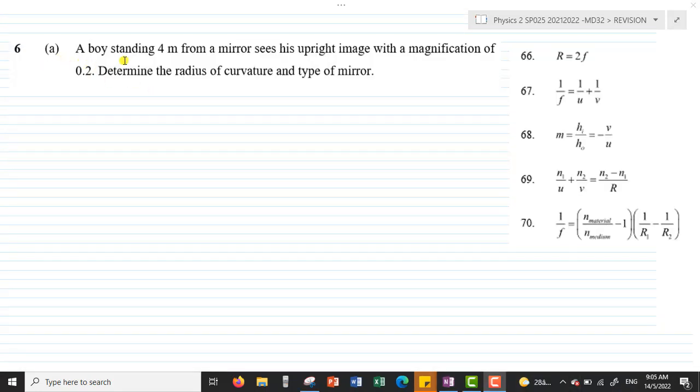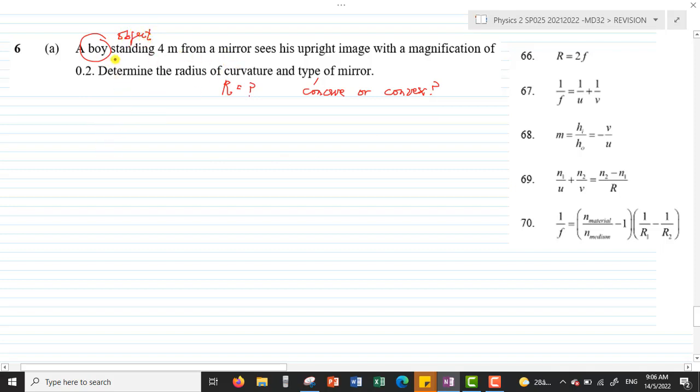Question 6a: a boy standing 4 meters from a mirror sees his upright image with a magnification of 0.2. Determine the radius of curvature and the type of the mirror. So we want to find the radius of curvature R for the mirror and the type of the mirror, meaning whether our mirror is concave or convex. The boy is our object, standing 4 meters from the mirror. So the 4 meters is the distance of the object from the mirror. We understood our u is 4 meters.